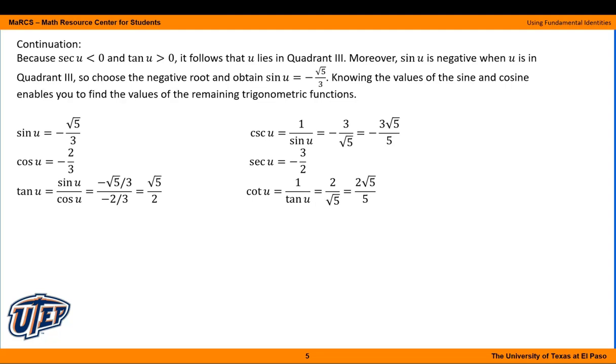Once we know both sine and cosine, finding the remaining trigonometric functions is straightforward. We use the quotient identity to find tangent, and then use reciprocal identities to find cosecant, secant, and cotangent. This example shows how identities and quadrant analysis work together to determine all 6 trigonometric functions from limited information.